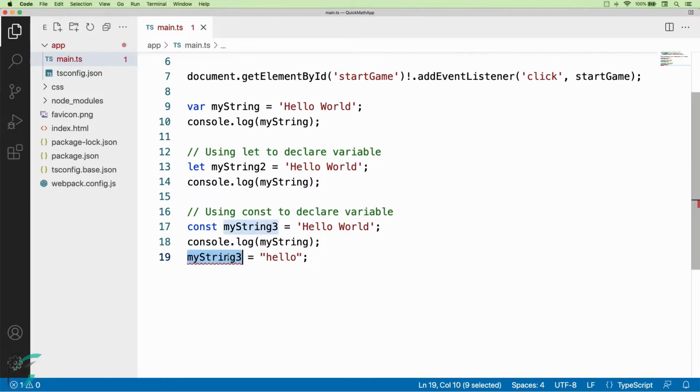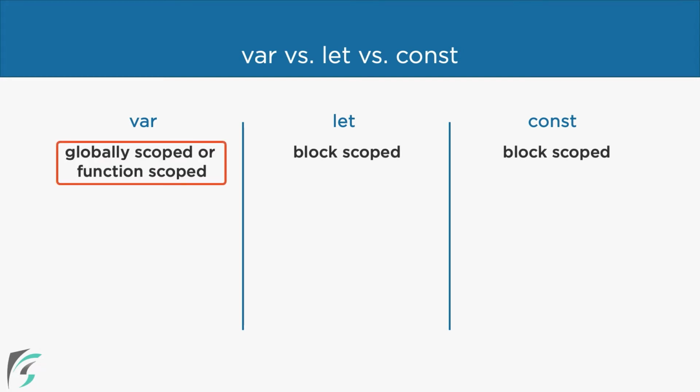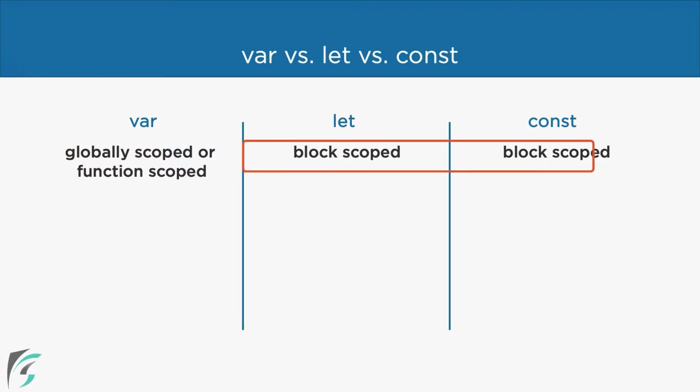I'll just remove this. Now the basic difference between var, let and const is that with var, the variables are globally scoped or function scoped. That is, if it is declared inside a function, it is available only within the function. If outside a function, they are global variables. Whereas variables with let and const are block scoped. The block may be an if block, try catch block, for block or any code block. It can be used only in the block where they are declared.